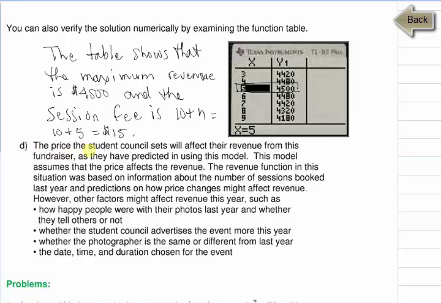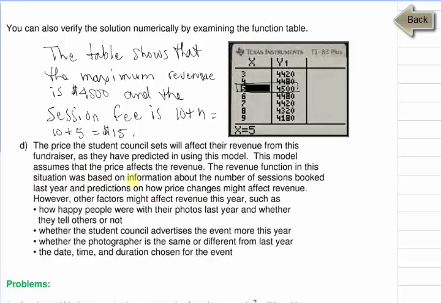So the price the Student Council sets will affect their revenue from this fundraiser as they have predicted in using this model. This model assumes that the price affects the revenue. And that makes sense, right? Maybe if you're going to increase your price, you're going to have less session fees, right?